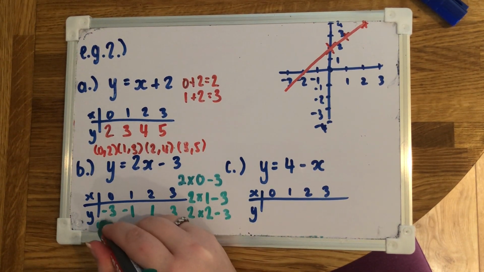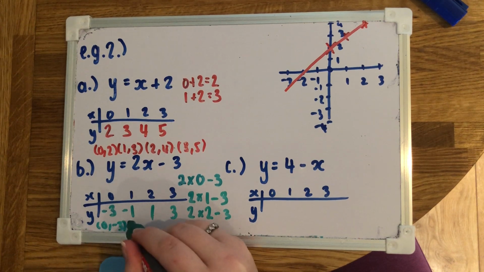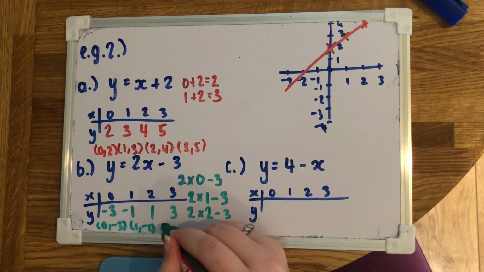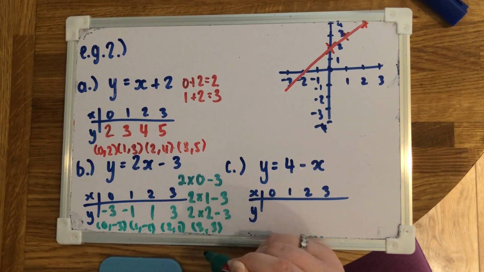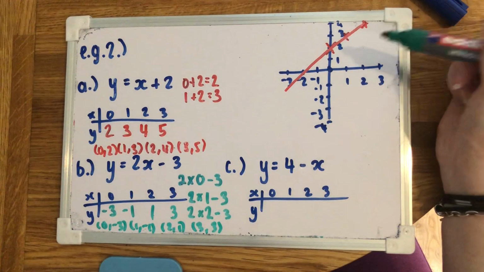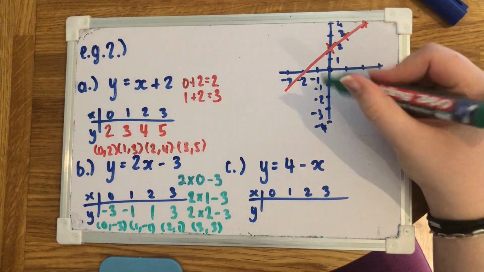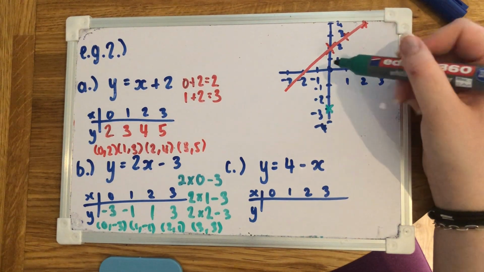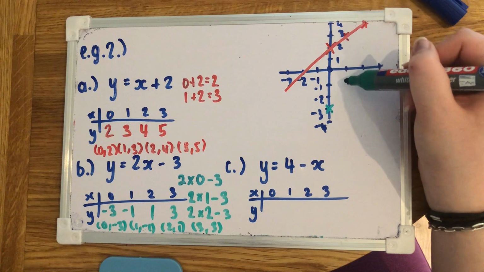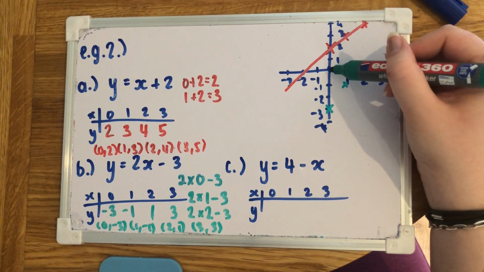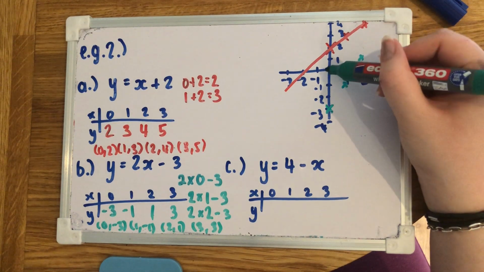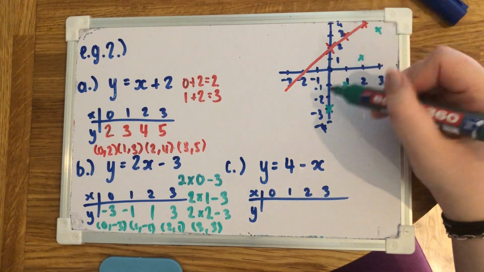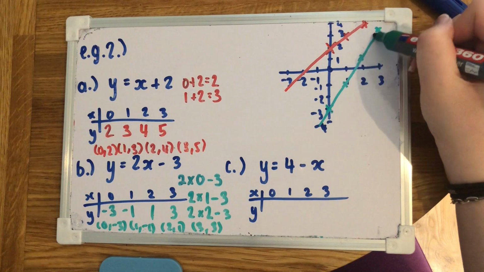Okay, and then we've got our coordinates, so 0, -3, 1, -1, 2 and 1, 3 and 3, so we plot them. 0, -3, so 0 and then 3 down. Next one, 1, -1, so 1 to the right and 1 down. Next one, 2, 1, so 2 to the right and 1 up. And the last one, 3 and 3. And we draw our lines.